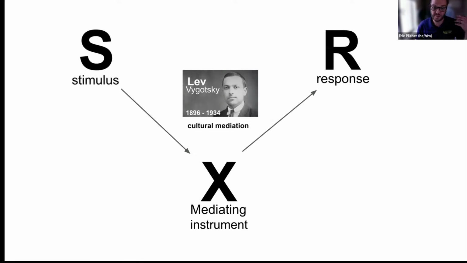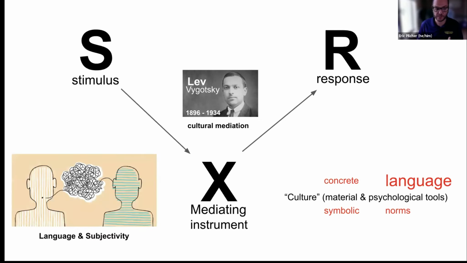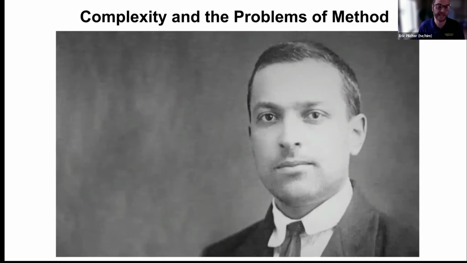And in fact, the mediating instruments are what culture is. So he defines carefully the material and psychological tools that comprise culture, whether it's the physical artifacts and instruments that are used, or the symbolic influences, or the psychological norms. And he's most interested in language, just like Q methodologists, because we know with language there's inherent subjectivity. And so there are some issues with interpretation that are ultimately going to problematize methods.